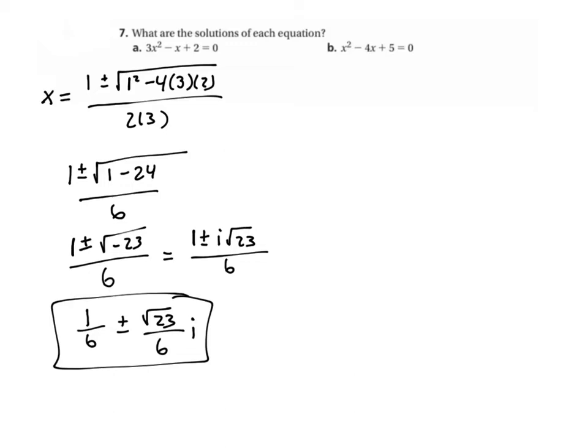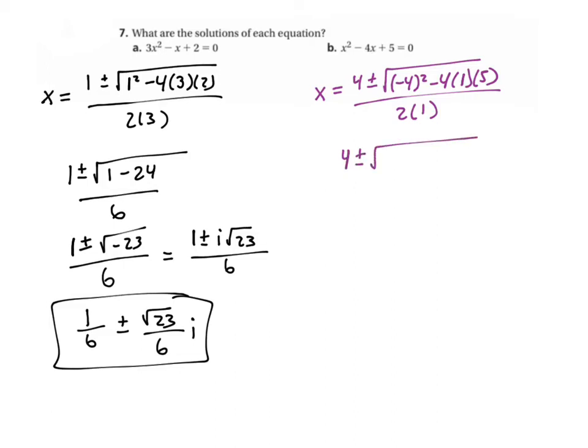And let's just go ahead and do B together. It's quick. So here, x equals 4 plus or minus the square root of negative 4 squared minus 4 times 1 times 5. All of this over 2 times 1. All right, so let's simplify it. 4 plus or minus, this is 16. That would be minus 20 all over 2. Well, 16 minus 20 is negative 4 over 2.